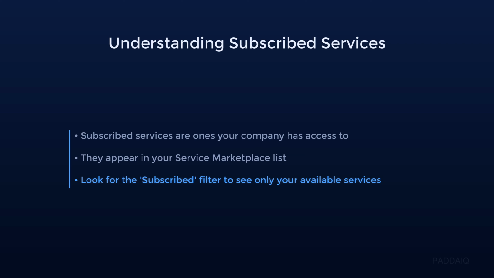Look for the subscribed filter to see only your available services. This filter helps you quickly find the services you are already using, hiding unsubscribed ones. For instance, if you subscribed to SAP HANA Cloud, applying this filter will display it while hiding others. Using this saves time and keeps your focus on active tools.